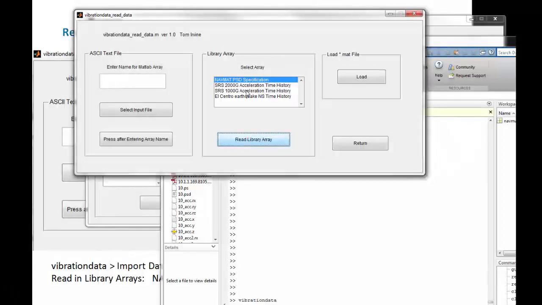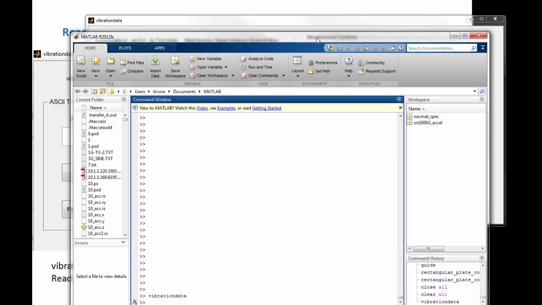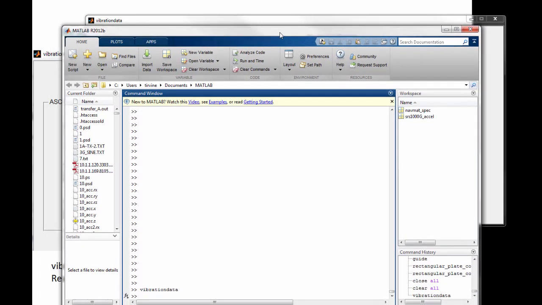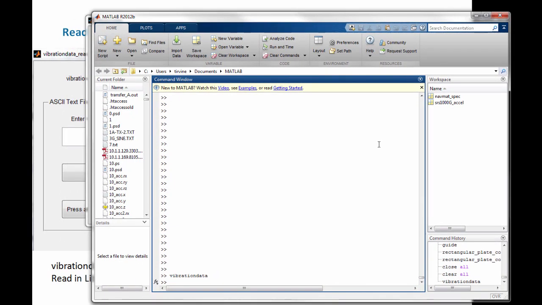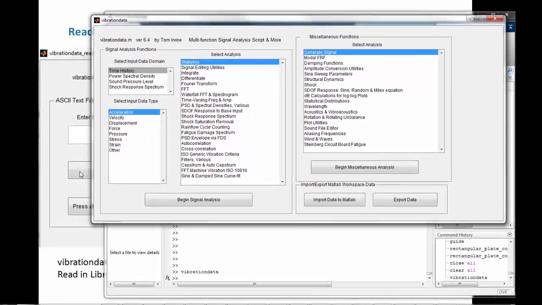Then we're also going to use this synthesized time history to satisfy the SRS spec with the 1000G plateau, and we've used this one before. So let's read in that array. That's SRS 1000G Excel with units time in seconds and acceleration in G. We now have both of those arrays in our Matlab workspace, and we're going to be using each of those two arrays as base input for two different plate cases with different boundary conditions.